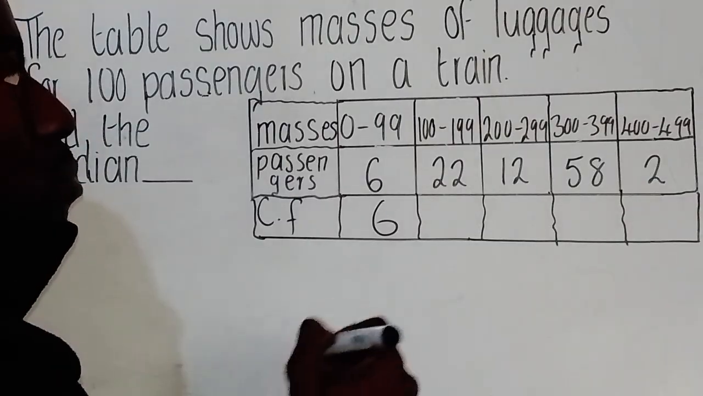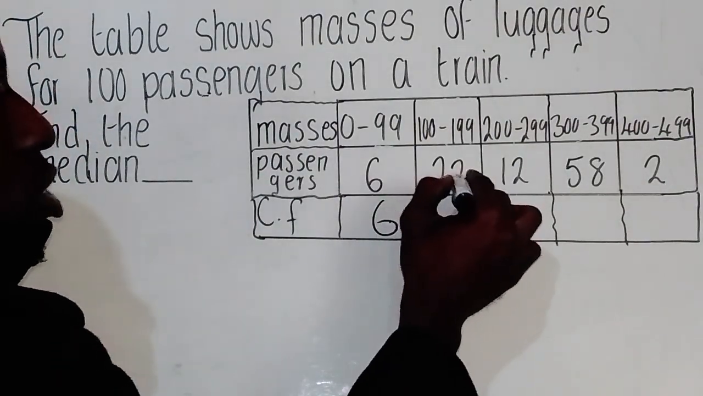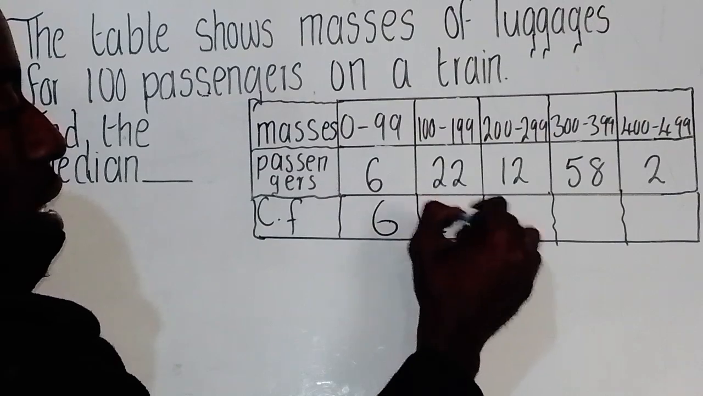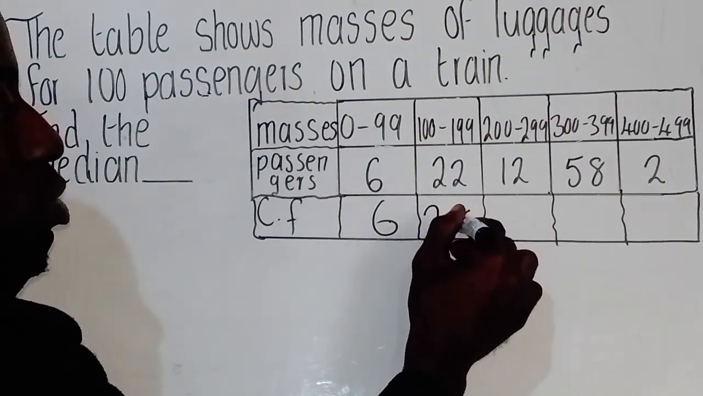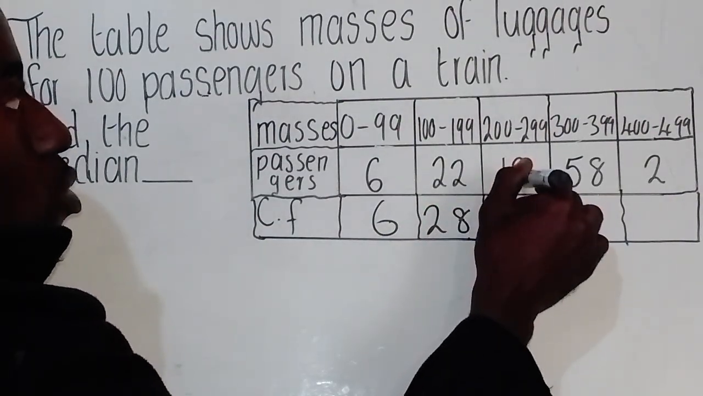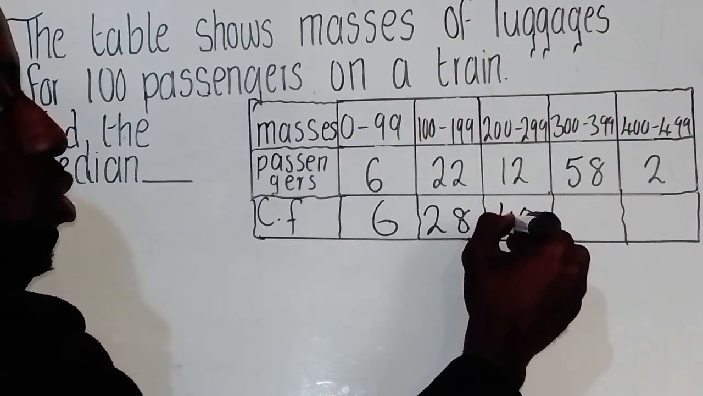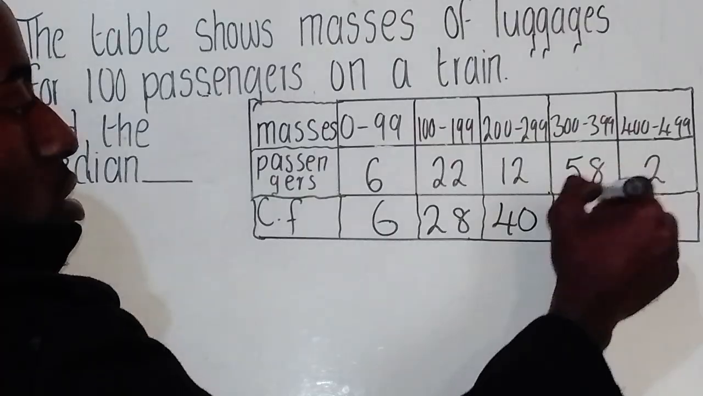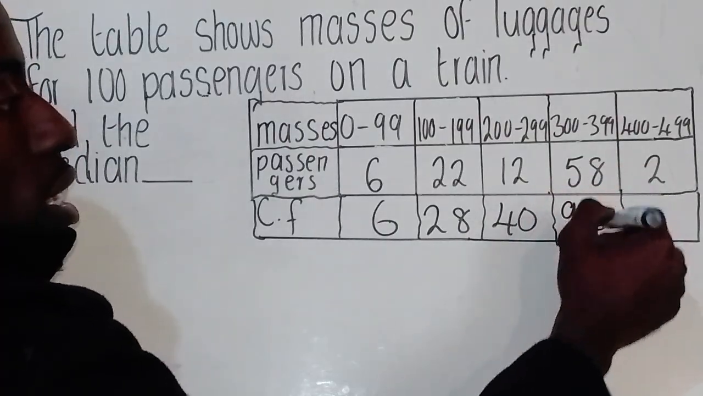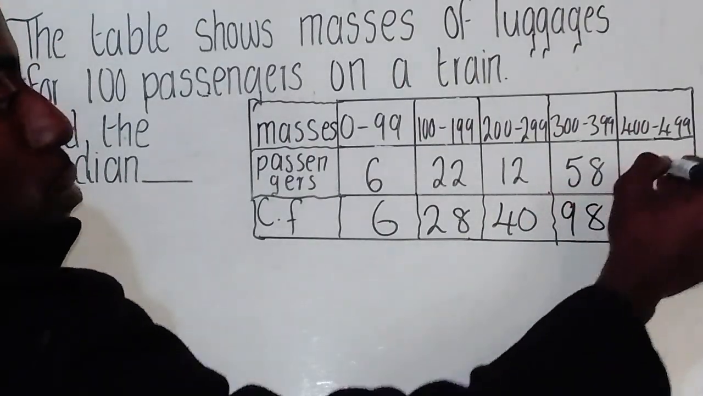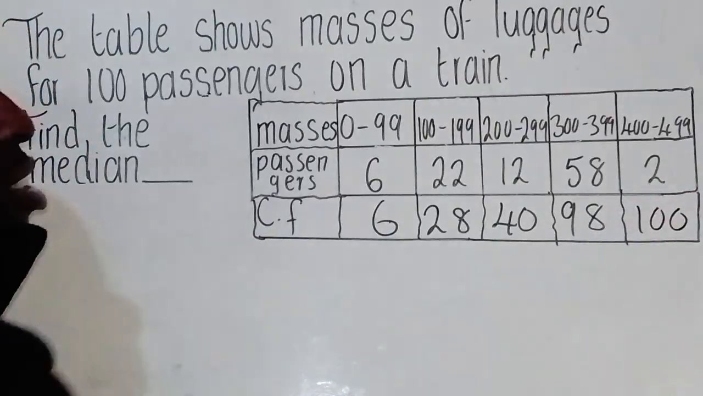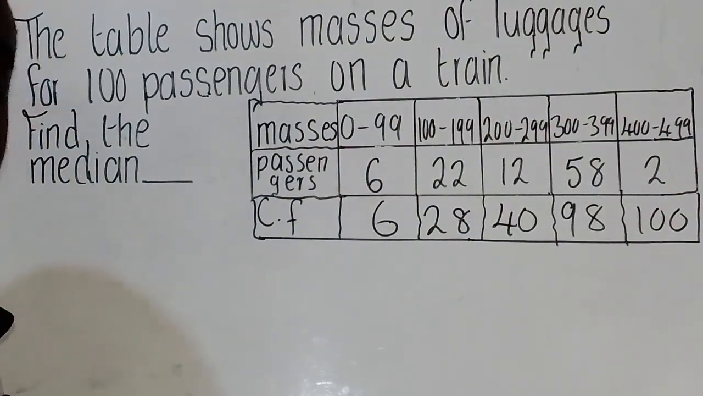Now the next step, you say 6 plus 22, you get what? 28. Next step, you say 28 plus 12, we are going to get what? 40. Next step, you say 40 plus 58, you're going to get 98. Again, you say 98 plus 2, you're going to get what? 100.